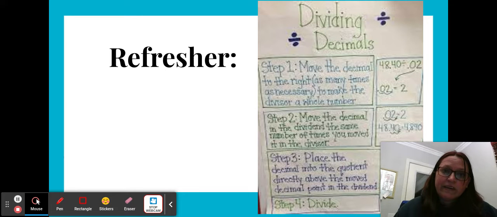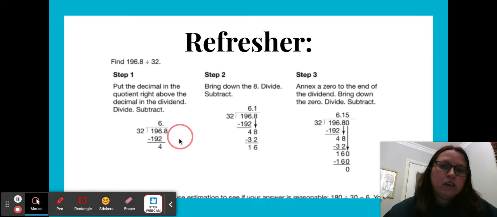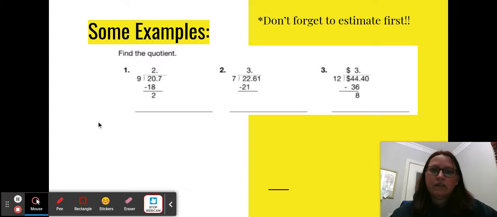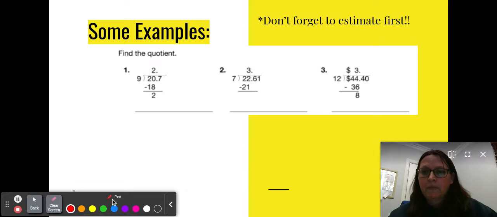I'm sorry, it's kind of fuzzy, but step 1, you move the decimal to the right as many times as you need in the divisor to make it a whole number. When you're done with that, you're going to move the decimal in the dividend the same exact number of spaces. Step 3, you're going to move the decimal up into the answer, and then you're going to divide. So let me show you a couple of examples. We're going to look at this example right here.